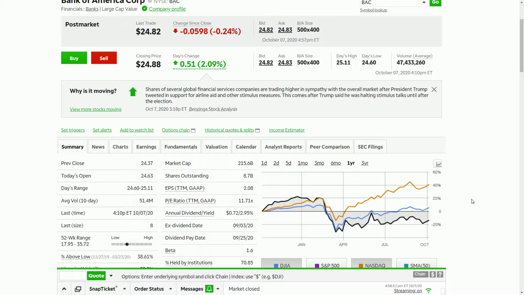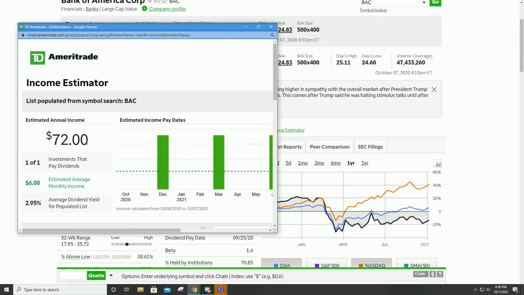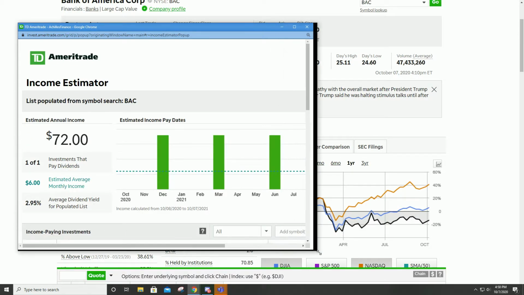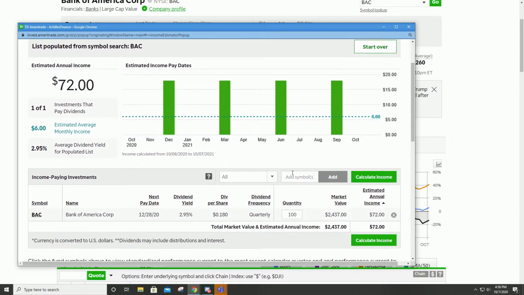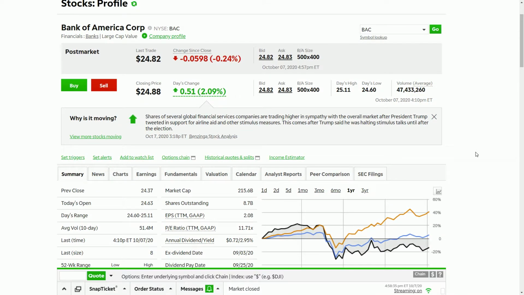And I do like it because I can buy 100 shares and we can earn $72 a year at the current price. Again, that is just a high level overview, but it's something that is pretty good for a company that's really not going anywhere. The financial industry is one that is here to stay.